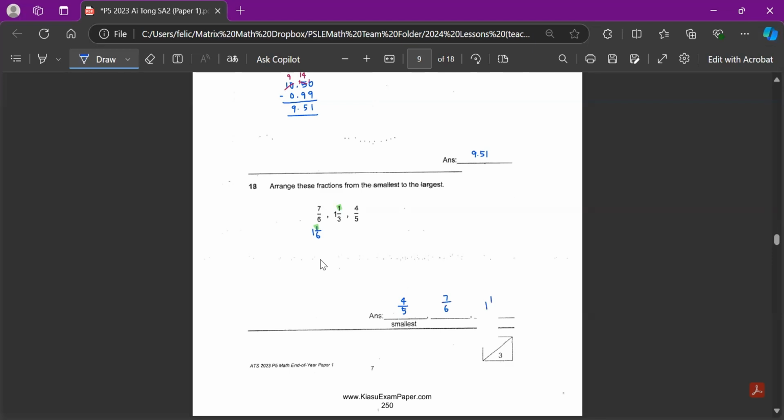And of course, lastly, 1 whole and 1/3. Remember to write back the original form. Do not put 1 and 1/6 here. Must put 7 over 6.